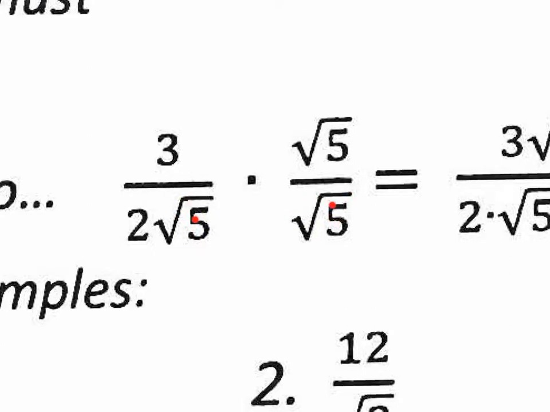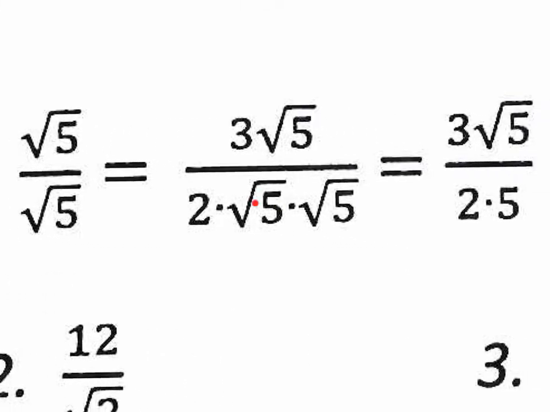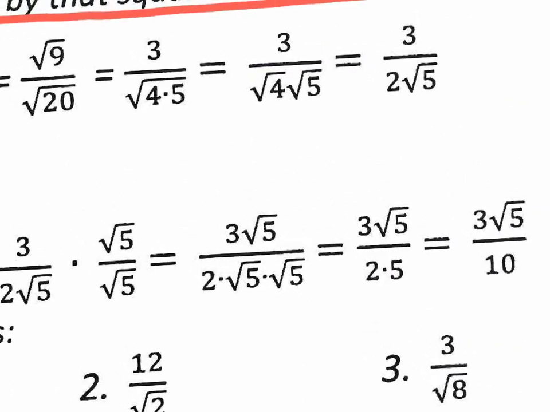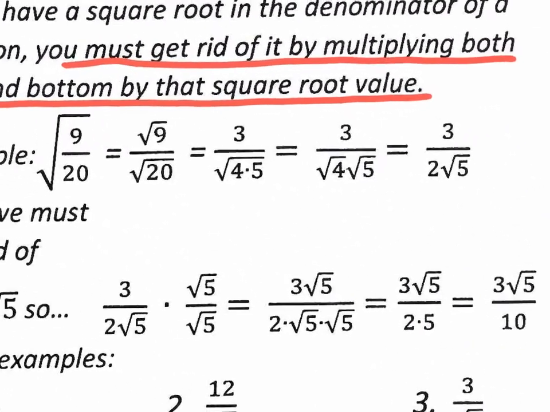It's just 5. So I'm really going to have, check out the work over here. The square root of 5 times square root of 5 is just 5. So I really have 2 times 5. So my final answer right there is 3 square root of 5 over 10.